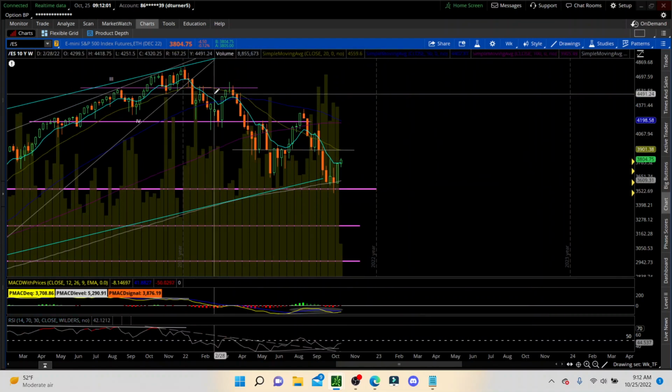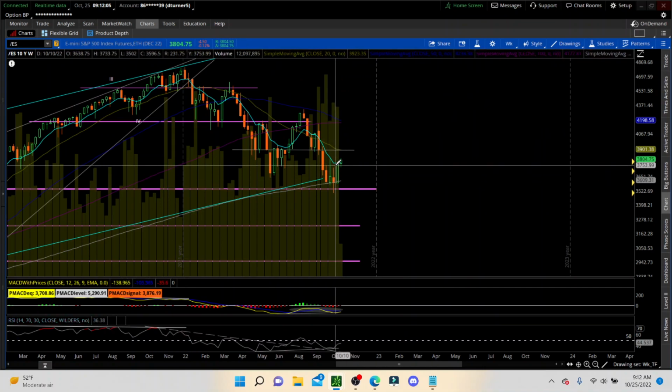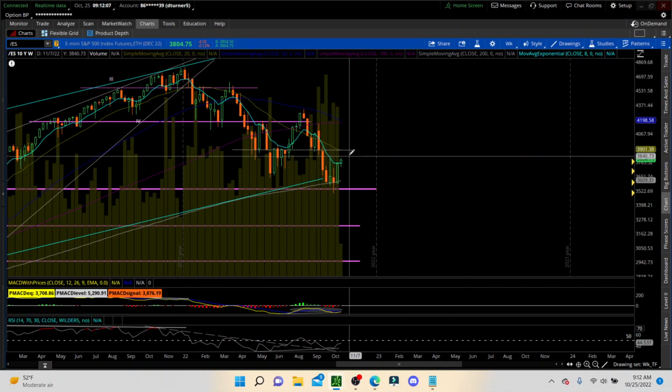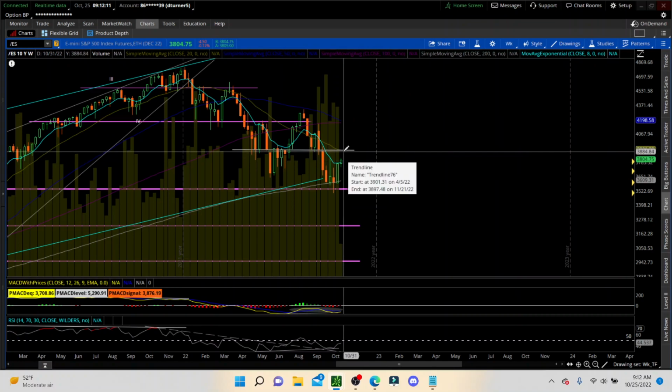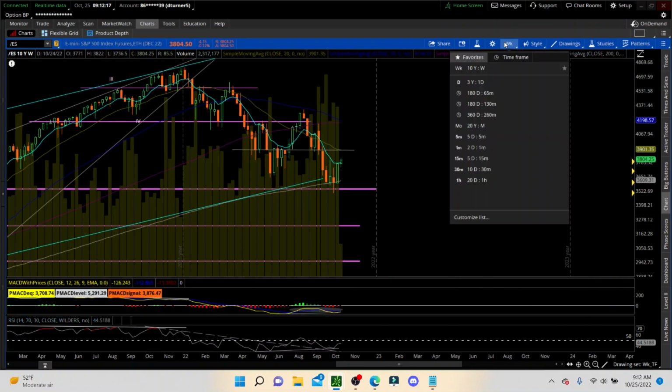So, okay, on the weekly, again, we're in a downtrend. We're fighting with the 8 EMA. We're kind of peeking above it. If we do get above this area, and I say if, we're looking for this 3,900 area to re-short. Let's move to the daily.